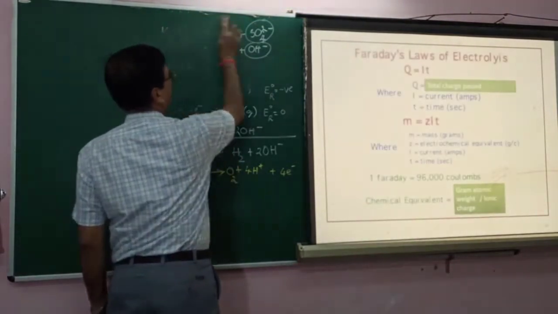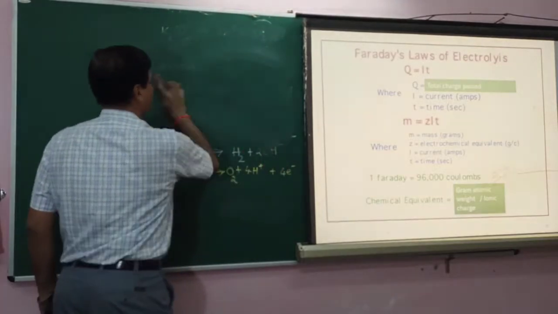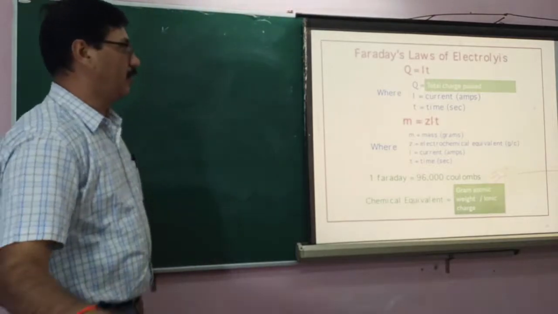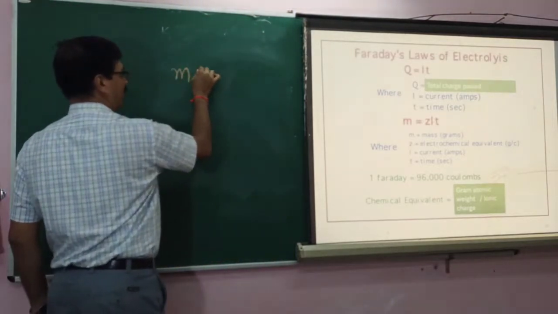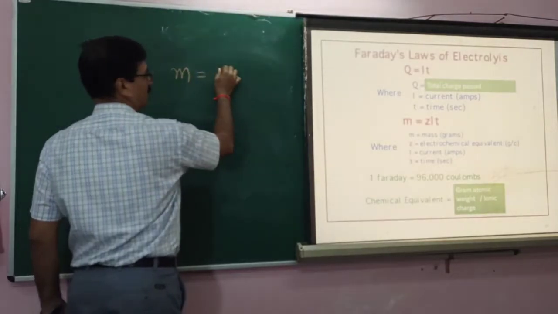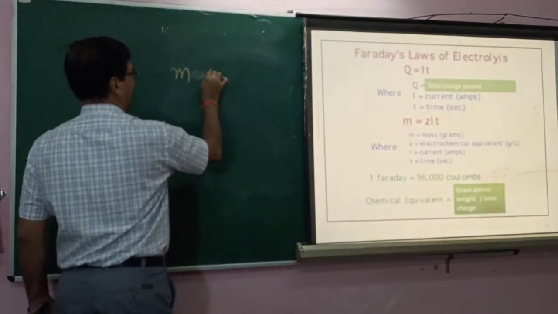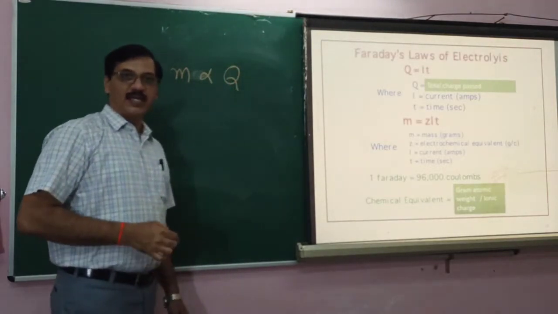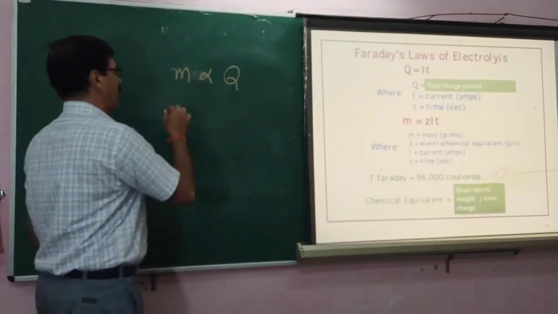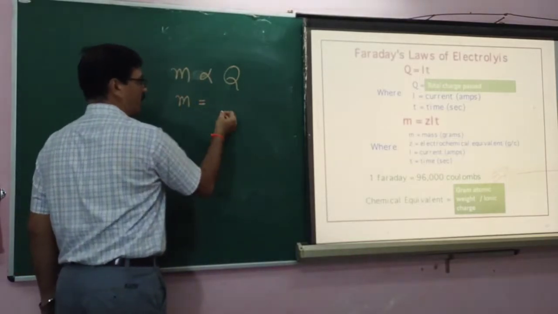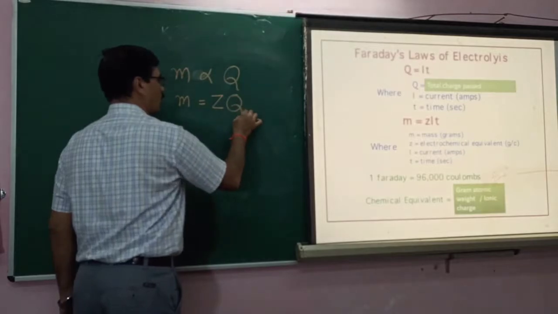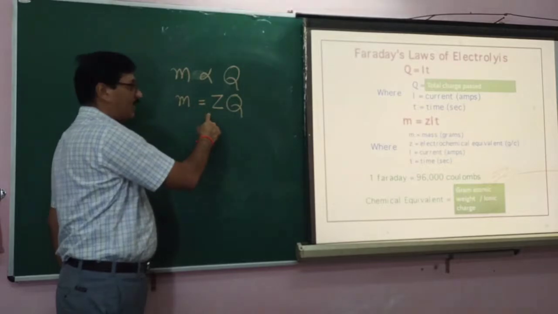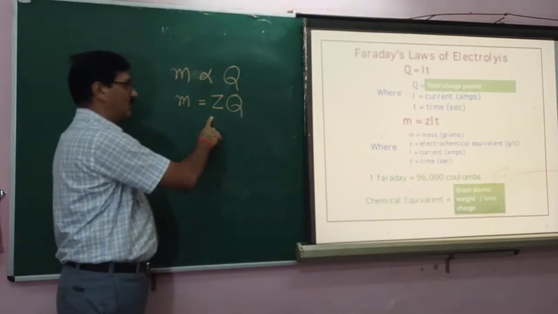Now see, Faraday's first law says that the mass deposited at an electrode is directly proportional to the charge passing through the cell, or mass is equal to Z into Q, where Z is a proportionality constant. Proportionality is converted into an equation by a proportionality constant Z.